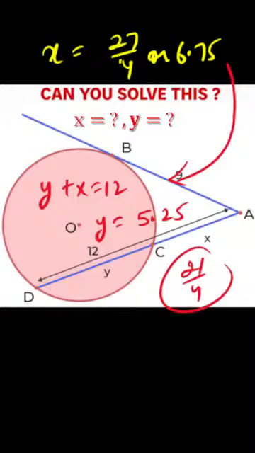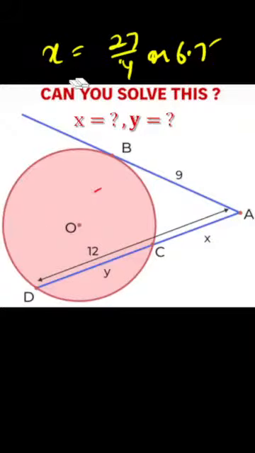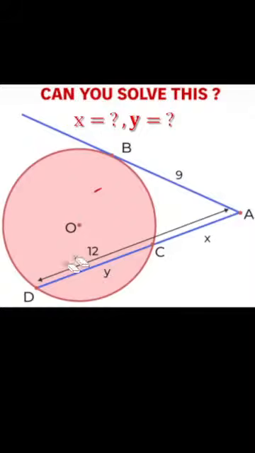So I hope this is clear. Vivek, you are right. Pushpendra, hi. So x is 6.75 or y is 5.25, or in fractions it's going to be 27 by 4 or 21 by 4. Both answers are correct. I hope that is clear to every one of you. Let's move to the next question.